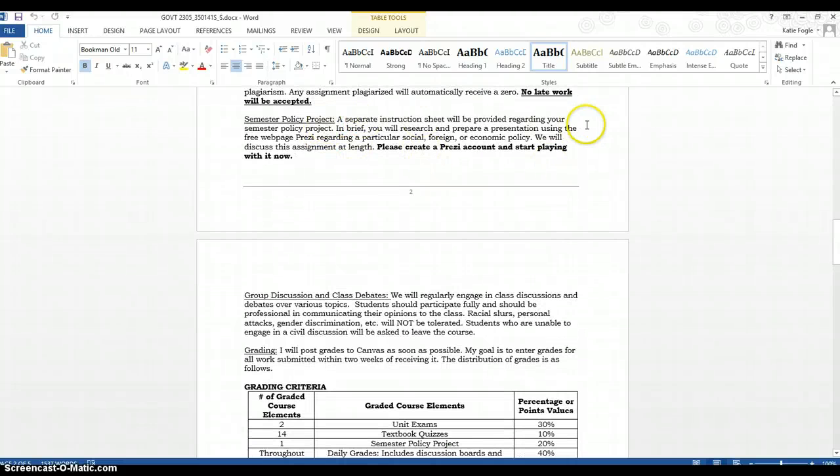Another big thing. You will be working on a semester policy project. We'll talk more about that later. The instructions are posted on Canvas. Go ahead in this first week and create a Prezi account.